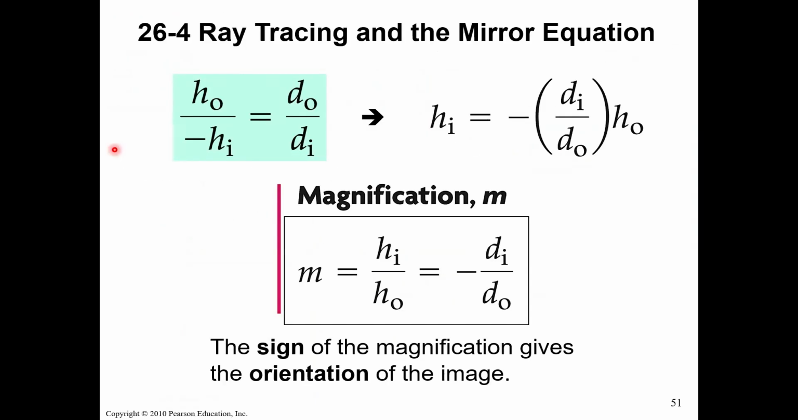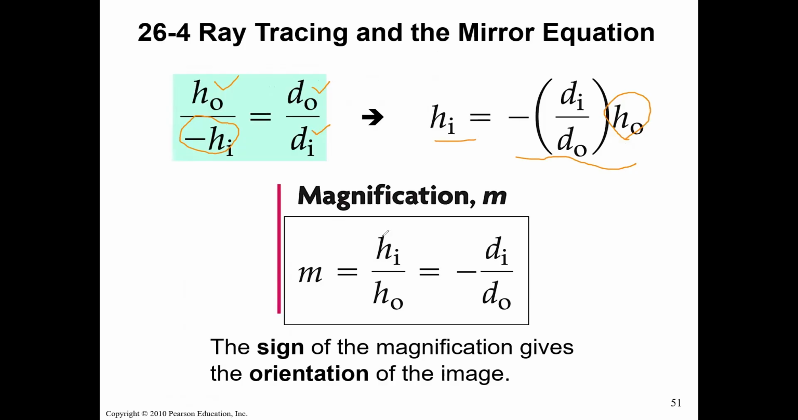Okay, and we just solved D_I. There's another unknown variable, H_I, which tells us the size of our image. If we solve D_I, we can plug it into this equation, in which D_O and H_O are known. Once we solved D_I, we can solve H_I. H_I is just minus D_I over D_O multiplied by H_O.